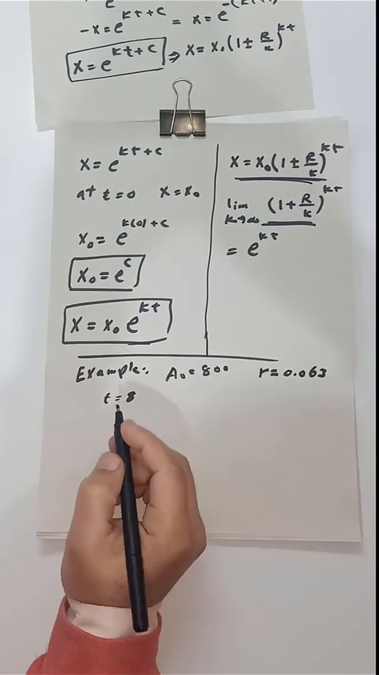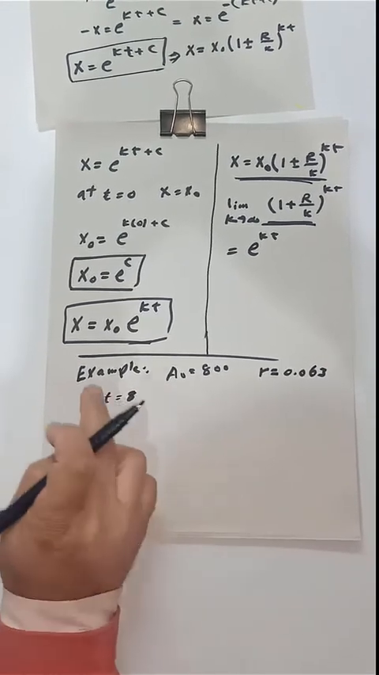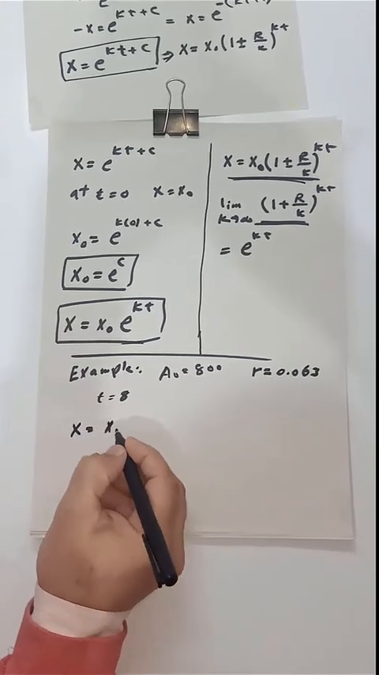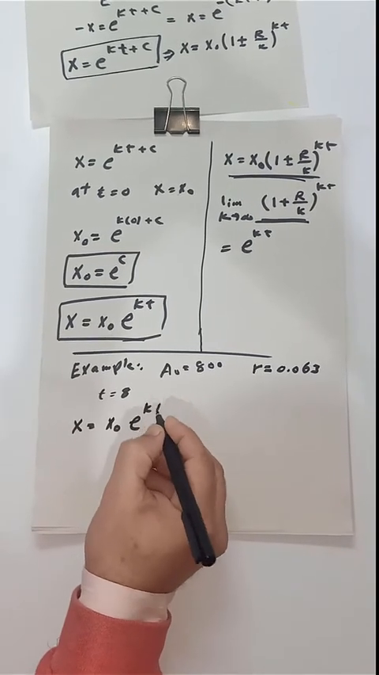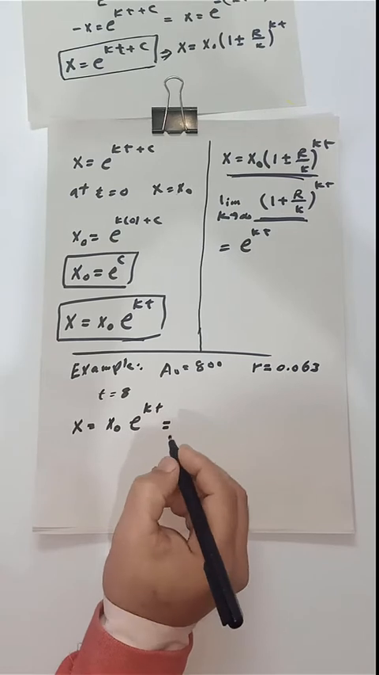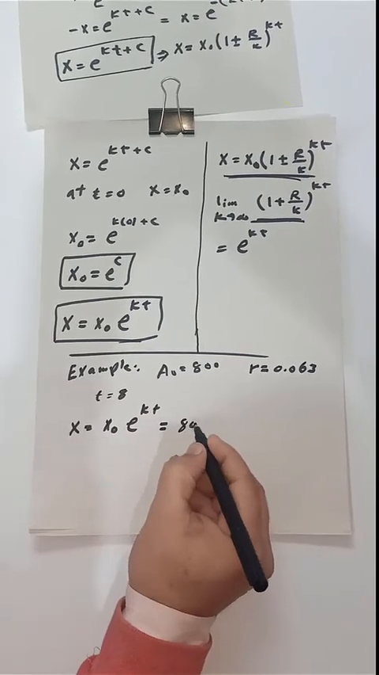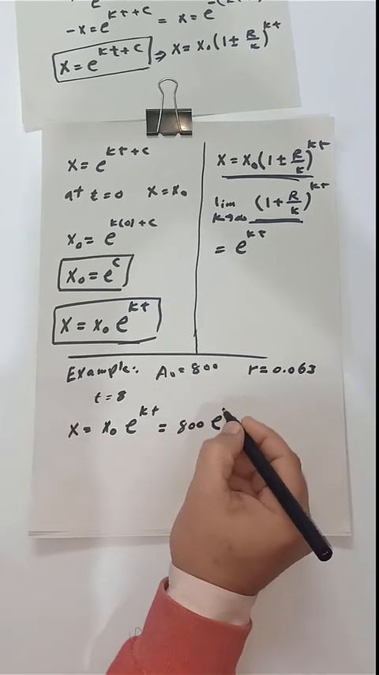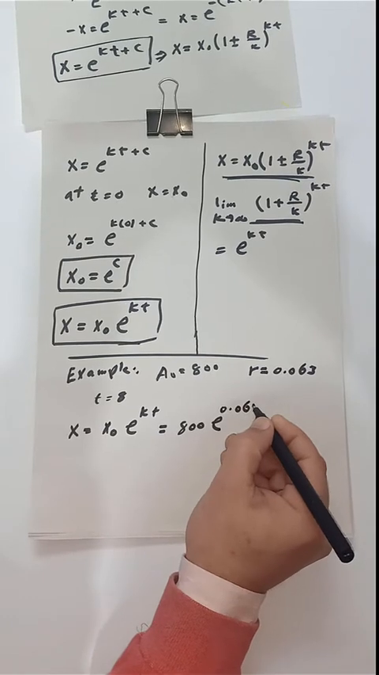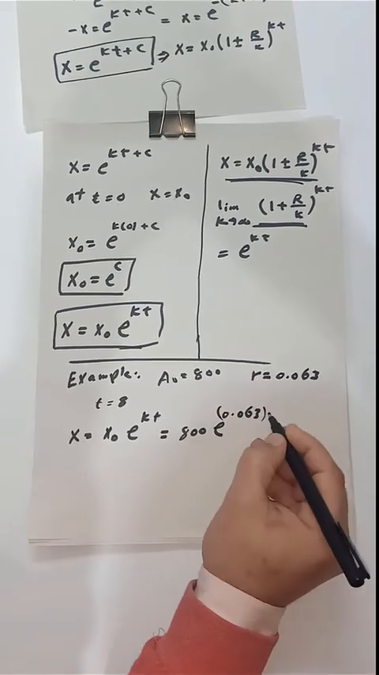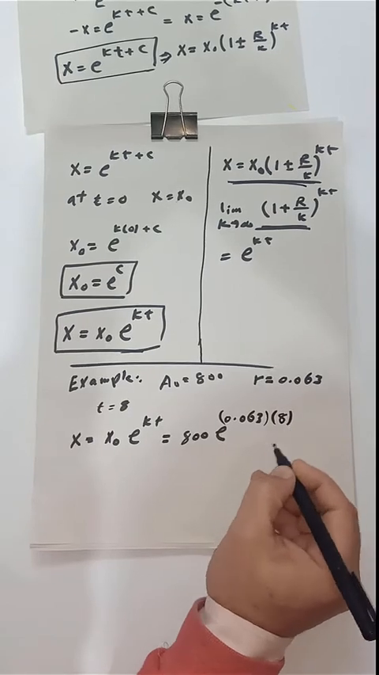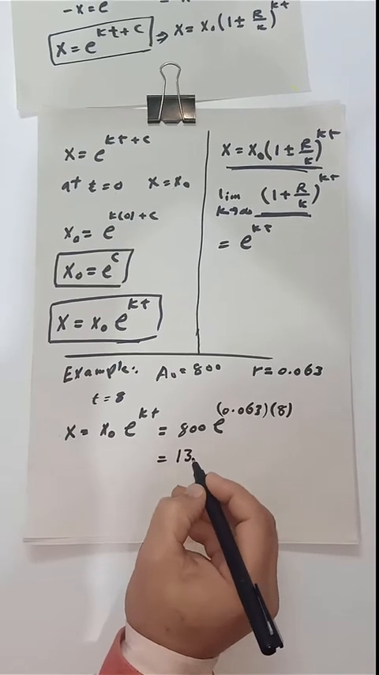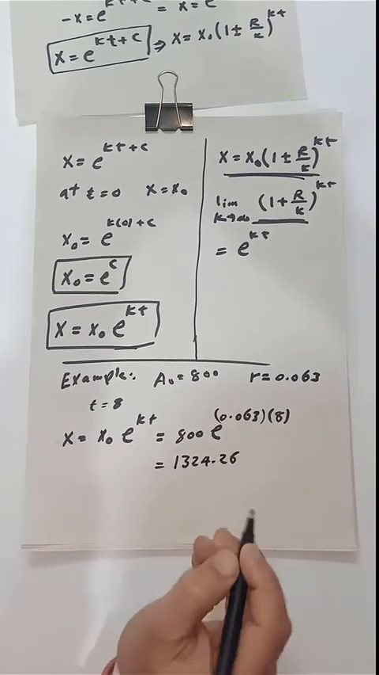For A, compounded continuously, we use this formula. x equals x dot e to the power kt, equals 800 e to the power k, 0.063, k or r, times 8. This approximately equals 1324.26.